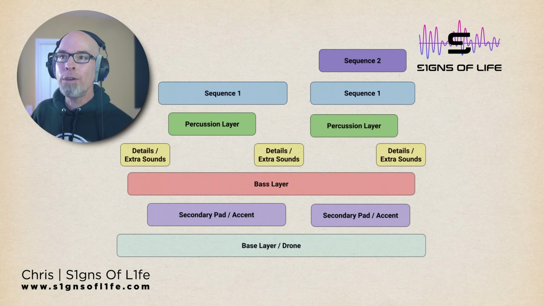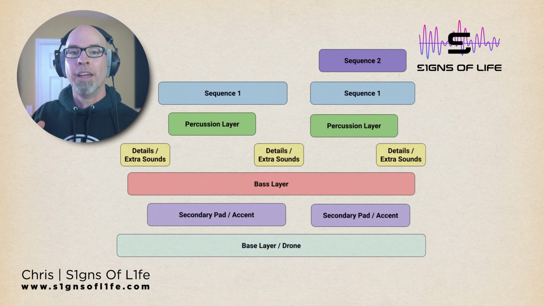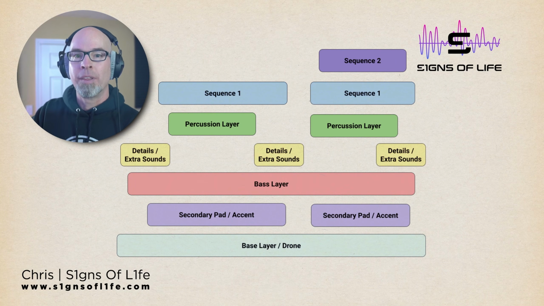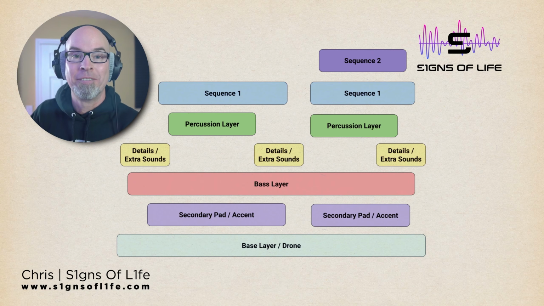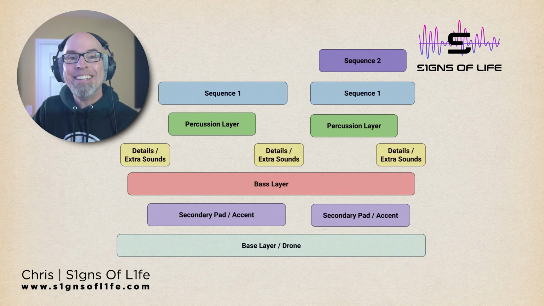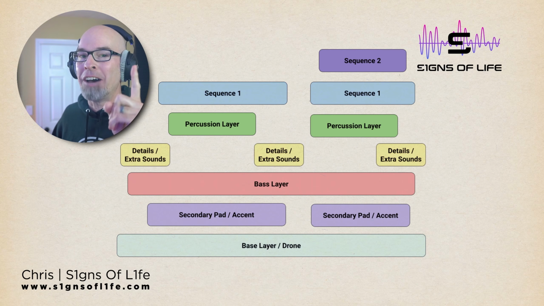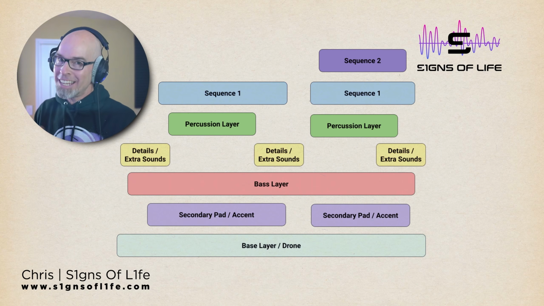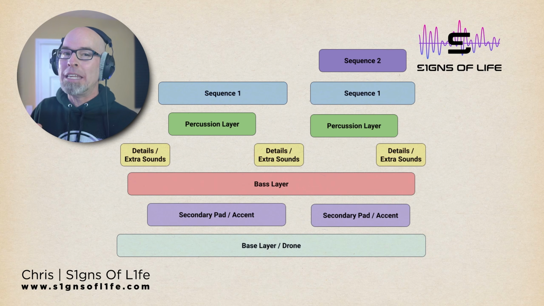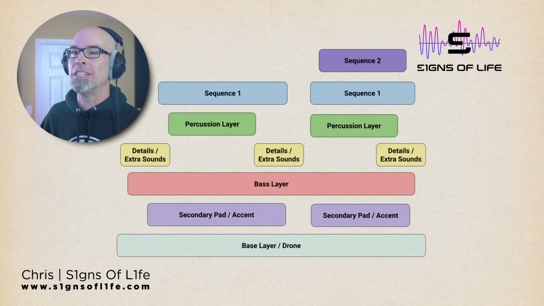So now we've created the bass layer, the drone layer, the percussion layer, the sequence layer, the details and extra sounds layer, right? The only thing left to do is the final touch. And yes, I know I didn't add the secondary pad, but I don't think we need it right here. Let's add another sequence.